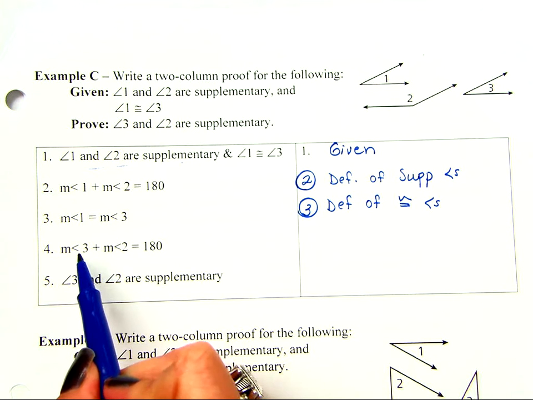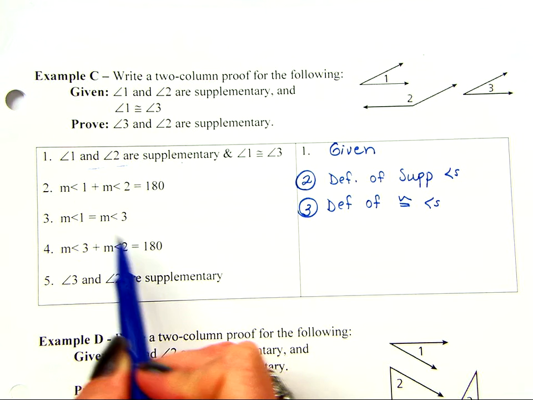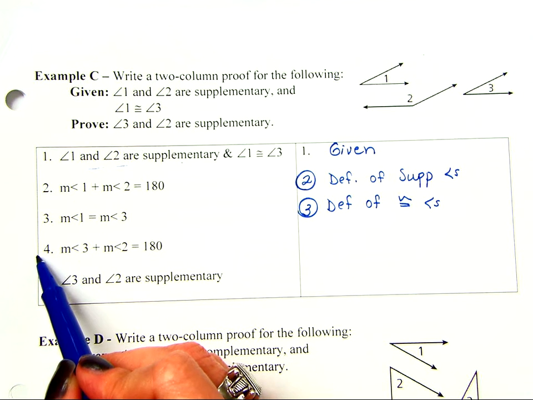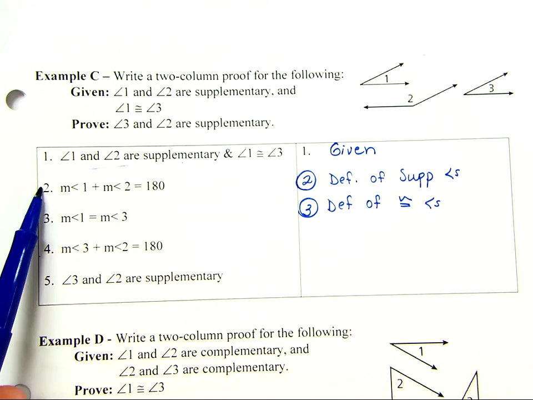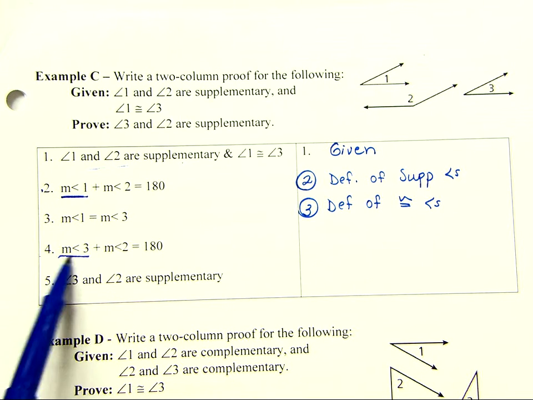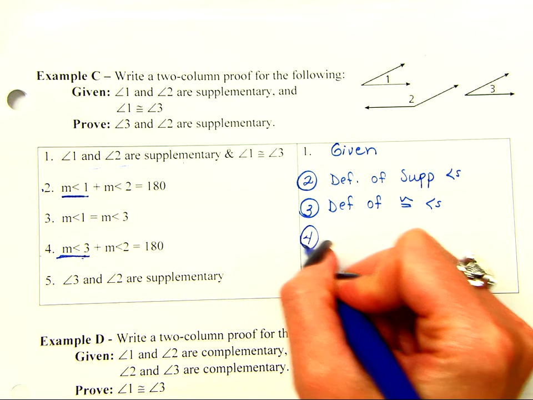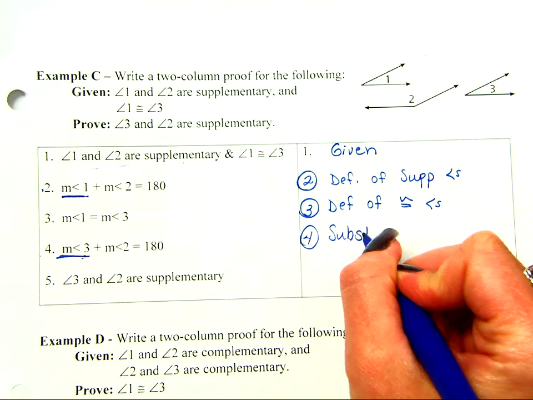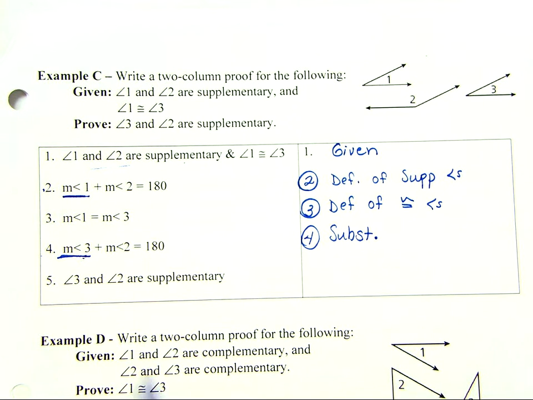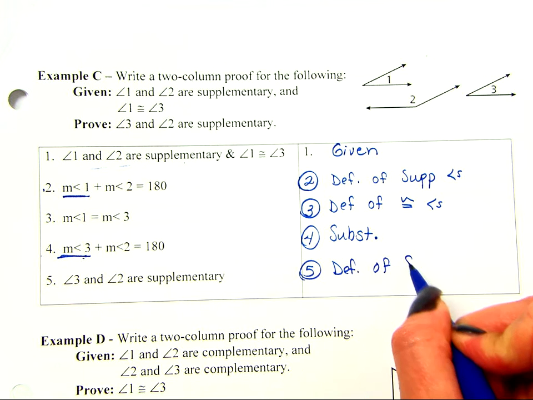Now I can see in step 4, the measure of angle 3 plus the measure of angle 2 is 180 degrees. Remember, we're working top to bottom. So if I look at step 2 to step 4, what happened? Well, instead of saying angle 1, we're now saying angle 3. We, in fact, made a substitution. If my measures add to 180, can we say they are supplementary? Yes. Why can we say that? That is the definition of supplementary angles.